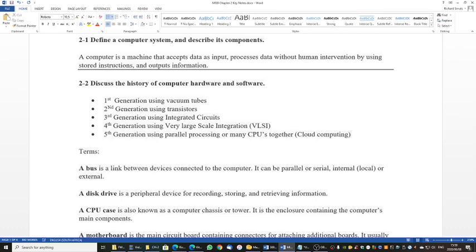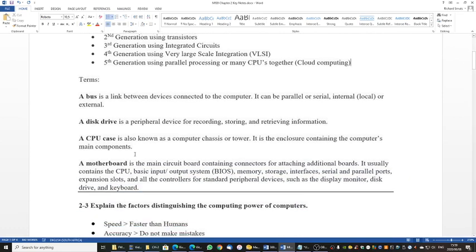So 5th generation will include either a whole lot of computers in a room using parallel processing of many CPUs together, or 5th generation will also include cloud computing, which is virtual computing that we use online. So you no longer have to have a physical computer. You can go and purchase the use of a cloud computer, which is a big cluster of computers online.